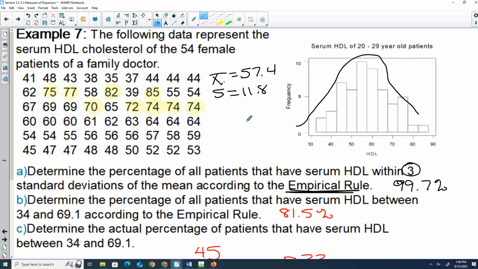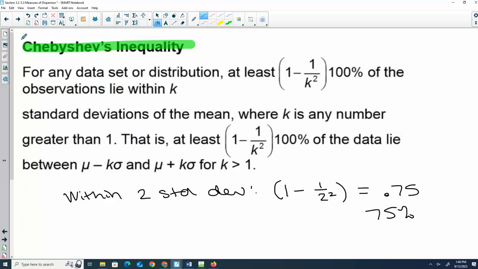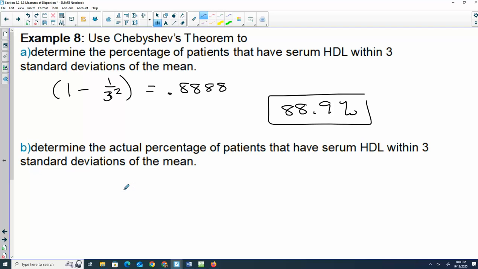How many aren't? Yeah, all of them are in that window, aren't they? There's not any that don't fall in that window. So on our actual data, it was 100%, right? That data was a little more bell-shaped, so that's why our percentage is higher than Chebyshev's predicts. All right, any questions there?